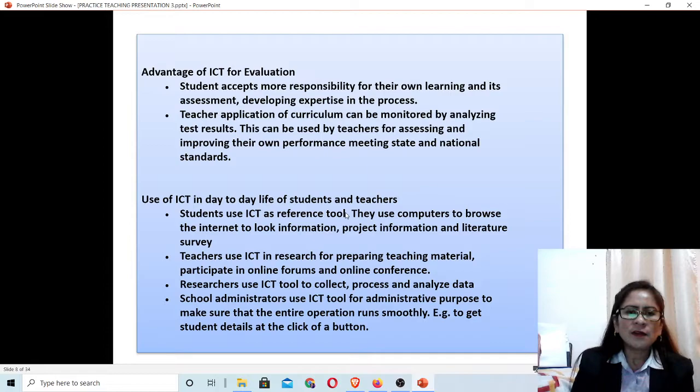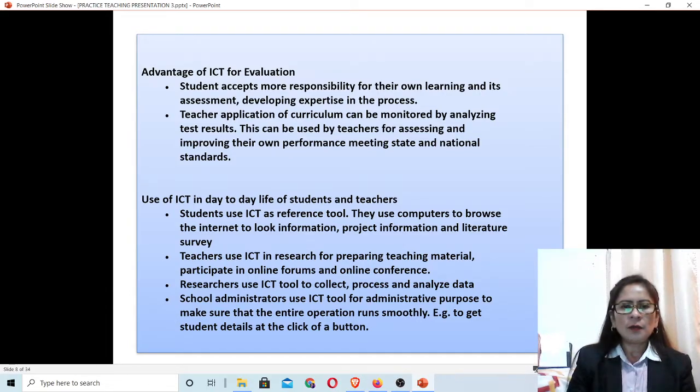Advantage of ICT in evaluation. Students assume more responsibility for their own learning and its assessment, developing expertise in this process. Teachers' application of curriculum can be monitored by analyzing test results. This can be used by teachers for assessing and improving their own performance, meeting state and national standards.